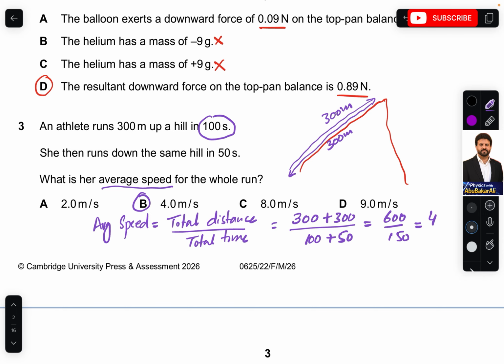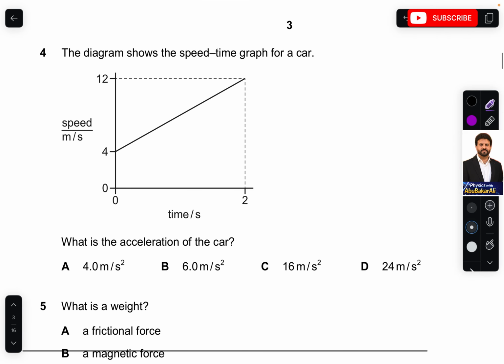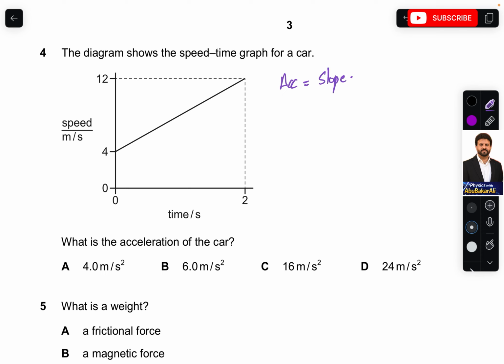Moving forward to the next question. The diagram shows the speed time graph for a car. What is the acceleration of the car? We know in a speed time graph, acceleration is equal to slope. And slope is equal to y2 minus y1 divided by x2 minus x1.